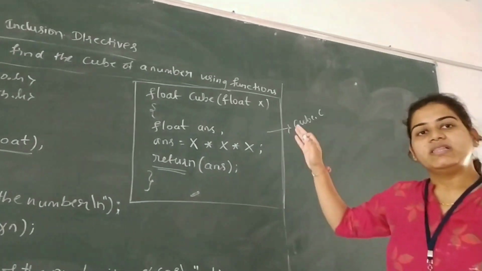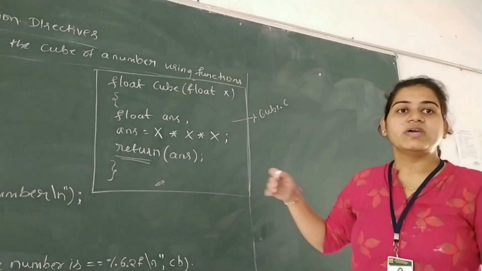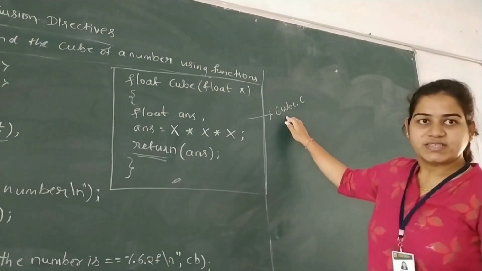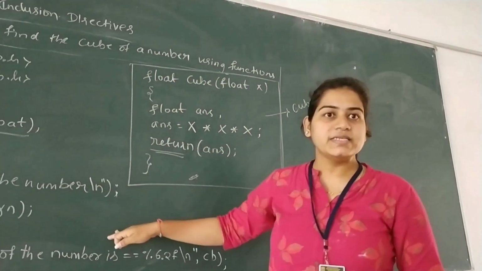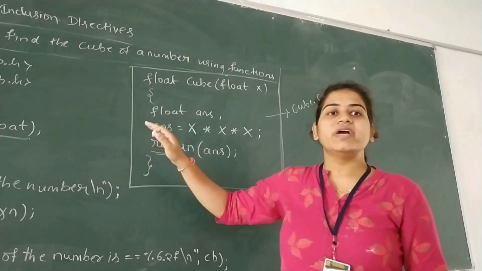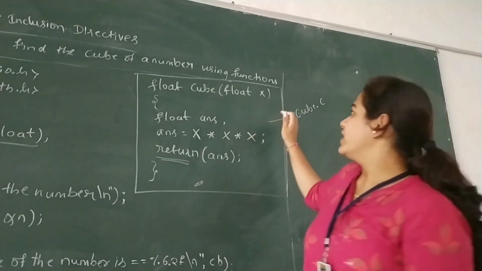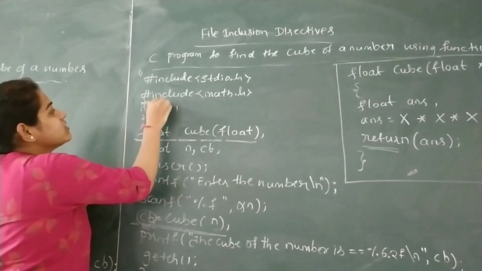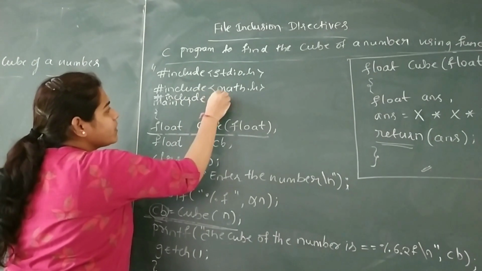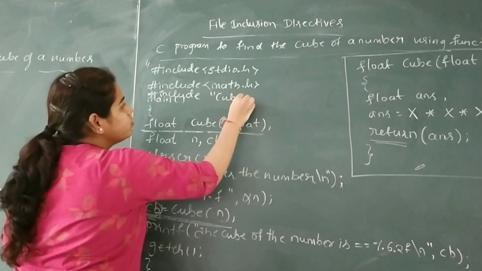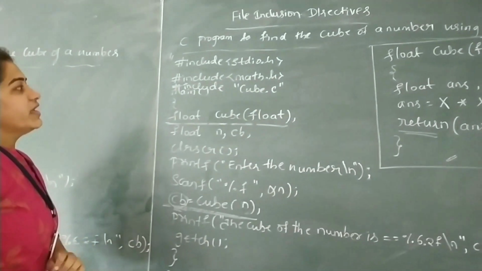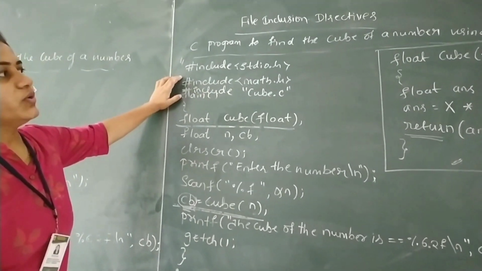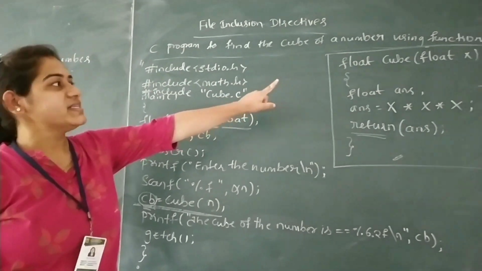As I already told, file inclusion is a process of inserting an external file. Here the external file will be cube.c, and the main program will be this. In this main program we are inserting the external file, cube.c, using this statement, hash include. Whenever this statement is executed, the compiler inserts the external file, that is cube.c.